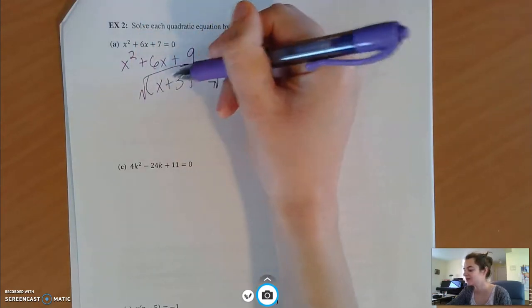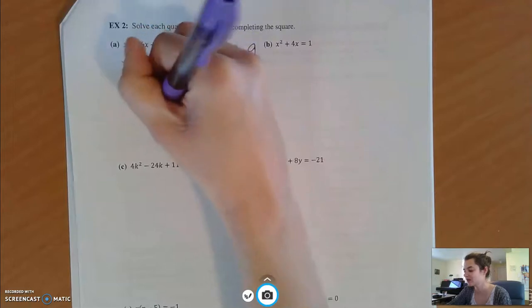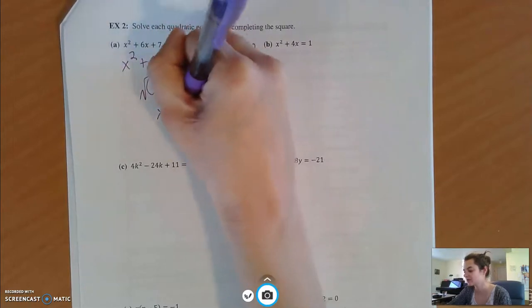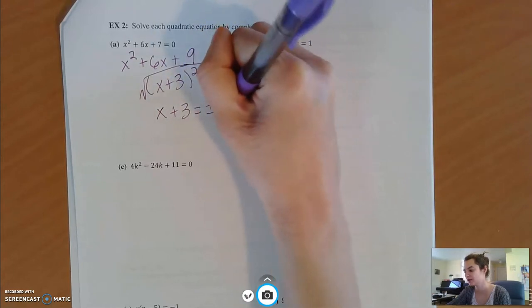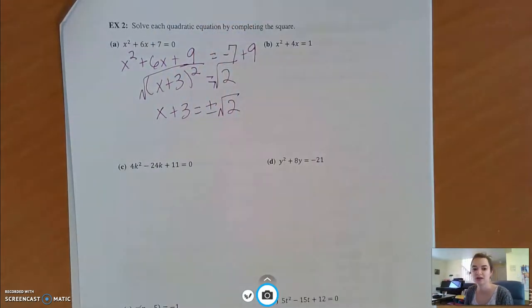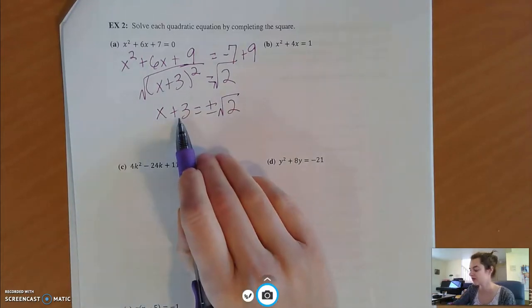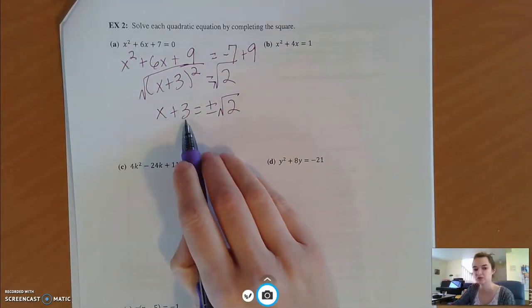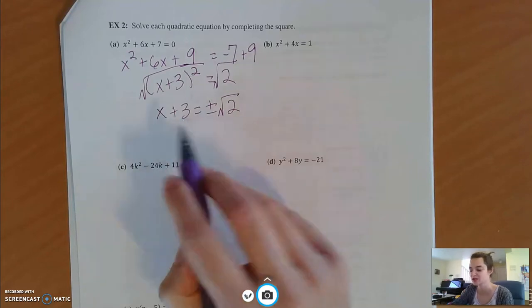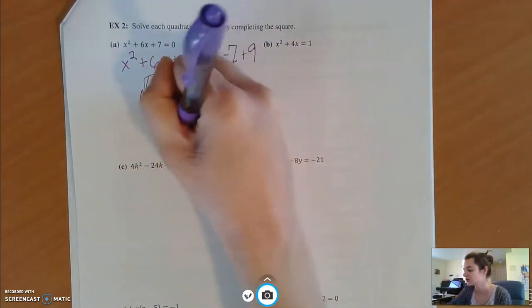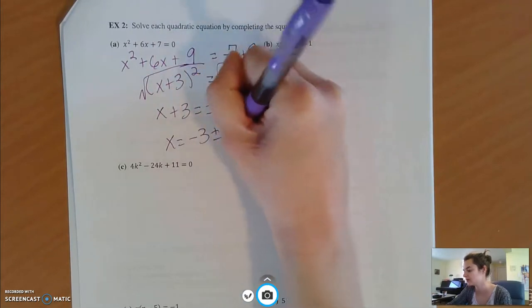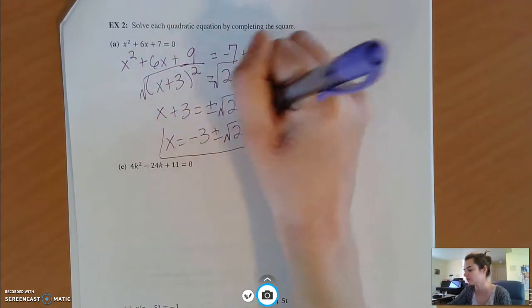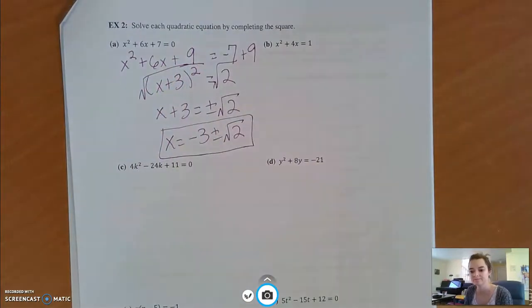So on the left side, the squaring and square rooting cancel out. So that's x plus 3. On the right side, don't forget your plus or minus, please. We got plus or minus the square root of 2. And then to get x by itself, all I need to do is get rid of plus 3, so I would subtract 3 from both sides. So x would equal negative 3 plus or minus the square root of 2. And that would be my answer.